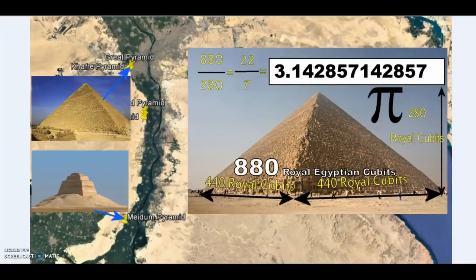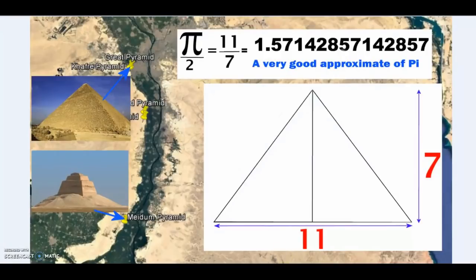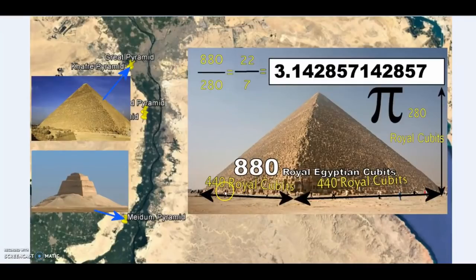But that is half pi, looking at the cross-section. What we need to do with all these pyramids is consider that they are three-dimensional objects and look at them in a three-dimensional way. And so, for instance, if you stand at the corner of the Great Pyramid, what you get is a 22 over 7 ratio.